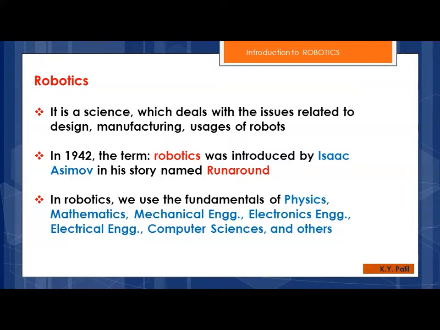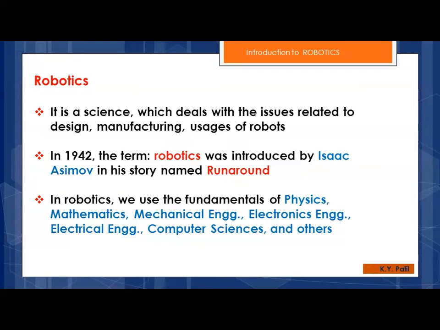Now, in robotics we use the fundamentals of different subjects, for example physics, mathematics, mechanical engineering, electrical and electronics, and computer science. That is why it is a bit difficult to become a true robotist, because if we want to become a true expert of robotics, we will have to know the fundamentals of all these basic subjects. Robotics is actually a multidisciplinary subject.